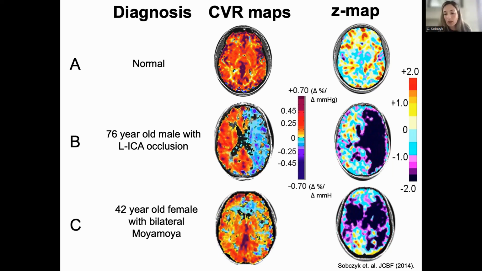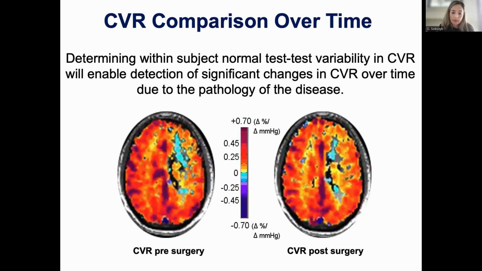For example, look at subject C. Although some areas have positive CVR values, they're actually highly abnormal compared to the normal distribution if you look at the Z map. So by controlling for regional CVR differences among subjects, Z maps highlight reductions in CVR not apparent in conventional CVR maps.